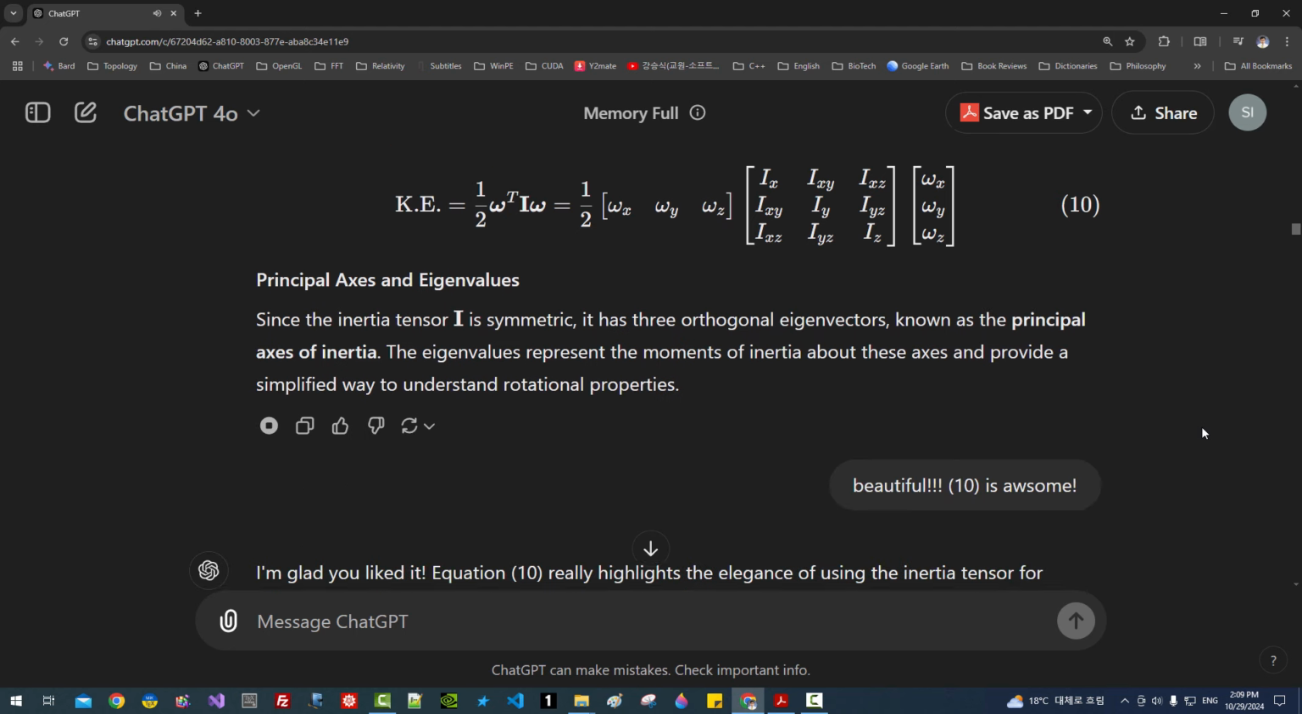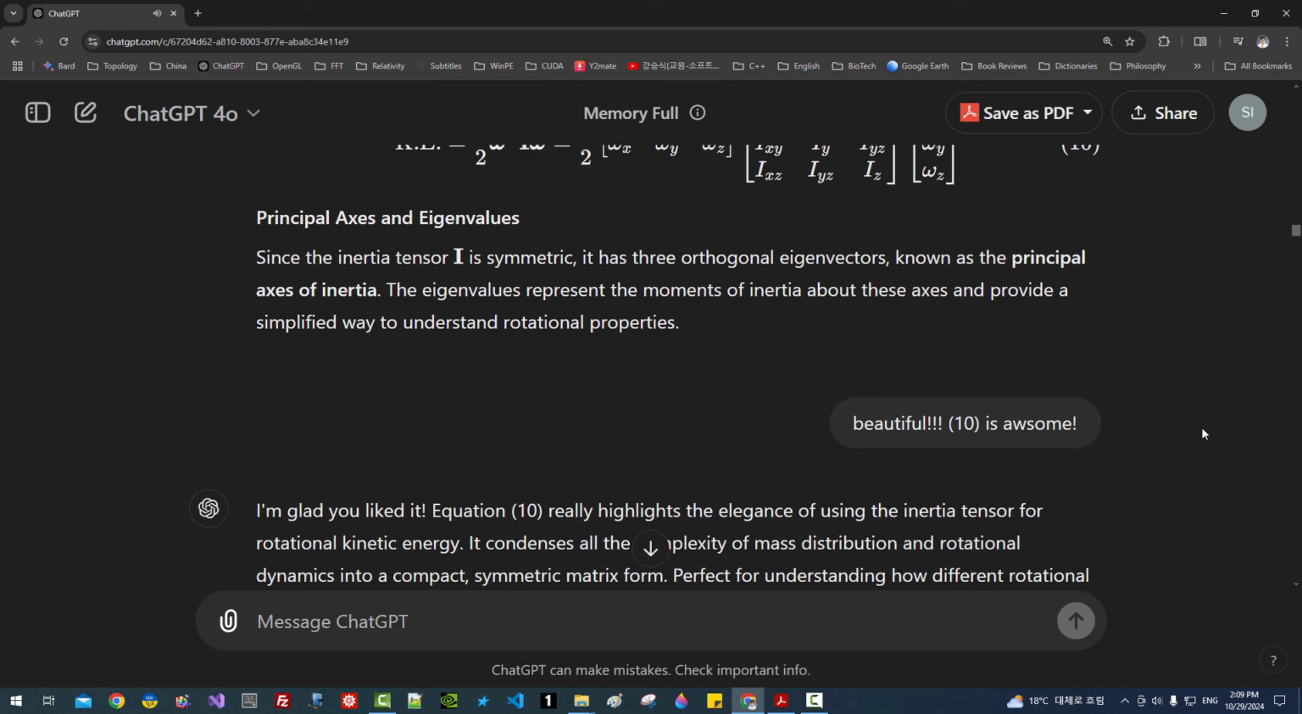Principal axes and eigenvalues. Since the inertia tensor I is symmetric, it has three orthogonal eigenvectors, known as the principal axes of inertia. The eigenvalues represent the moments of inertia about these axes and provide a simplified way to understand rotational properties.